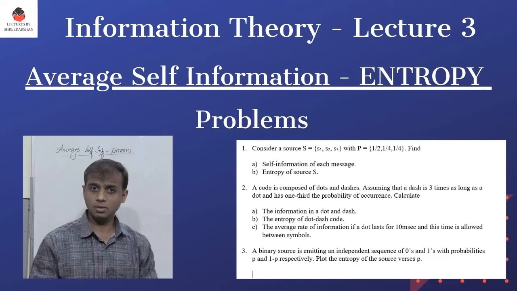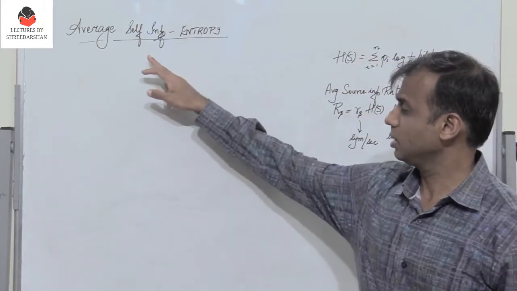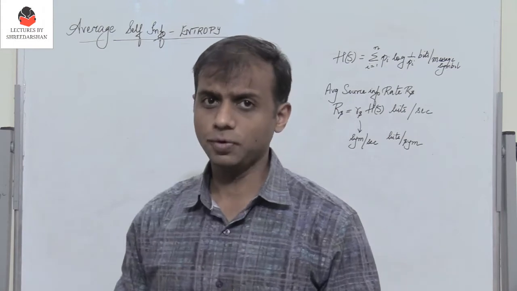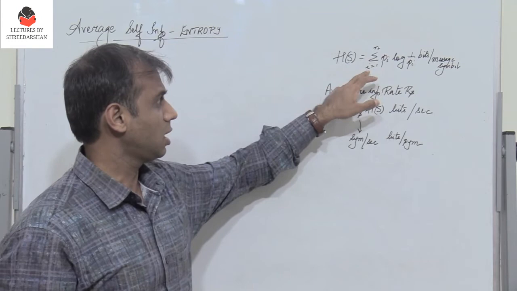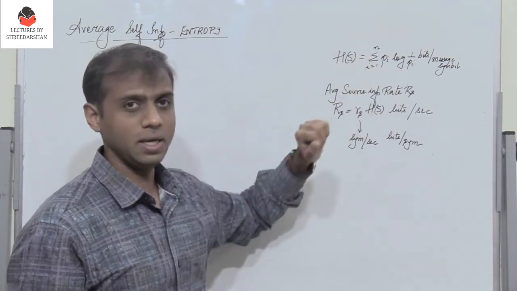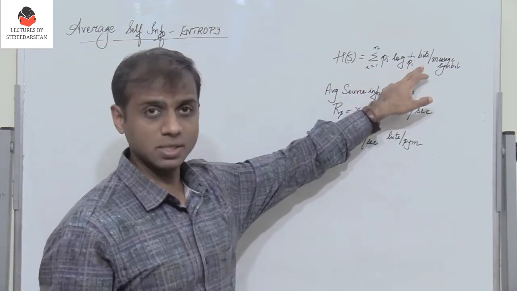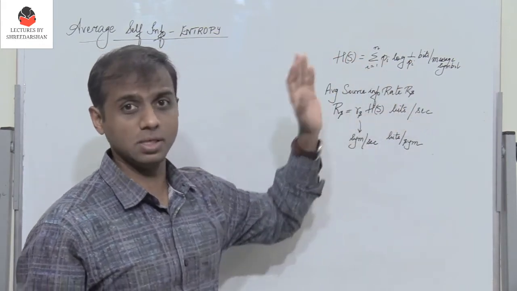Hello friends. In this video segment, let us solve a few problems on entropy, which is nothing but the average self-information. We know the general expression of entropy, which is given by H(S) = summation i equal to 1 to n of p_i log 1 by p_i. Of course it is to base 2 because we are considering it in bits. So the units of entropy H(S) are bits per message symbol.